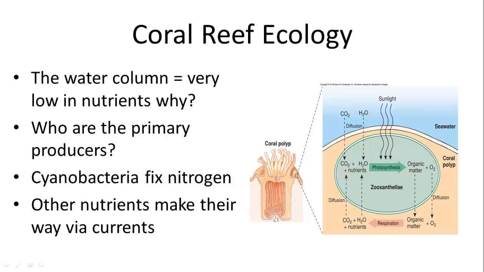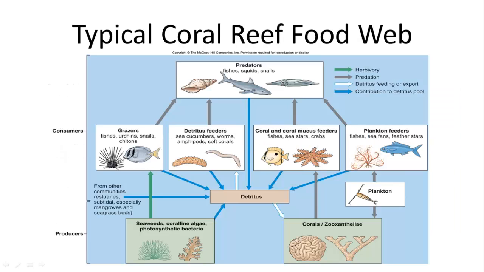So what makes the energy available are the zooxanthellae and the coral mutualism. Okay, so that mutualism allows for all these nutrients to be made available. There are also some cyanobacteria which are going to fix nitrogen and make those available for organisms as well. Other nutrients will make their way by occurrence, but they can't be too strong or the coral reef can't establish.